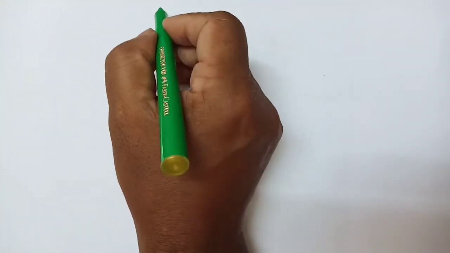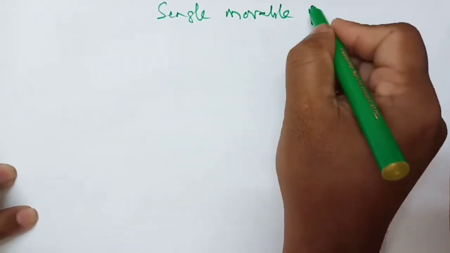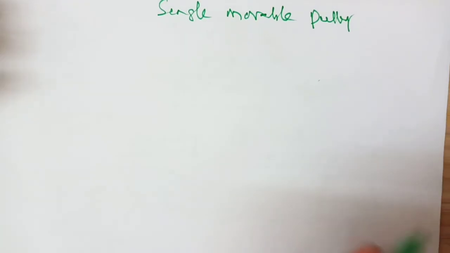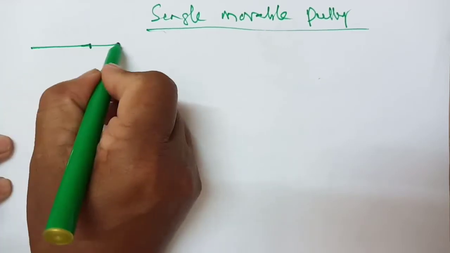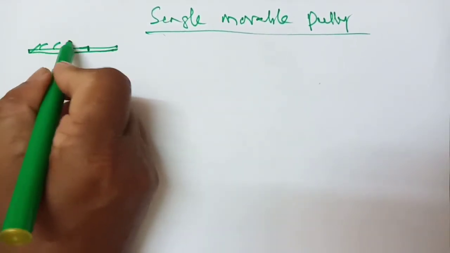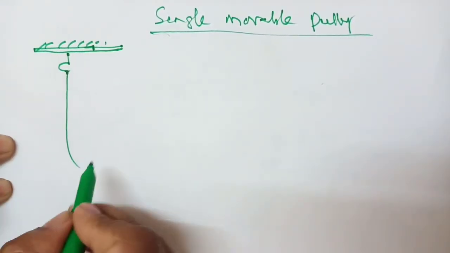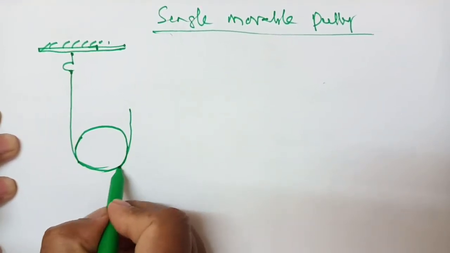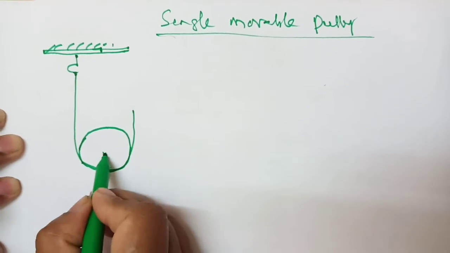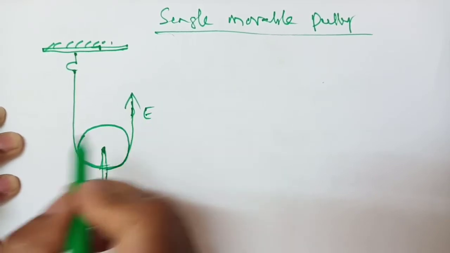Come to single movable pulley. Okay, so now see the diagram. This is the rigid support. This is the hook. This is the pulley. This is the load. So you are applying your effort in the upward direction.